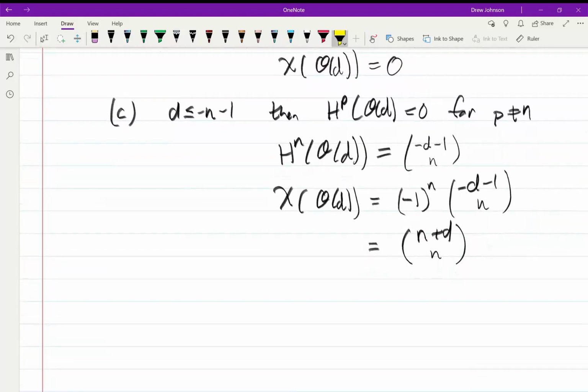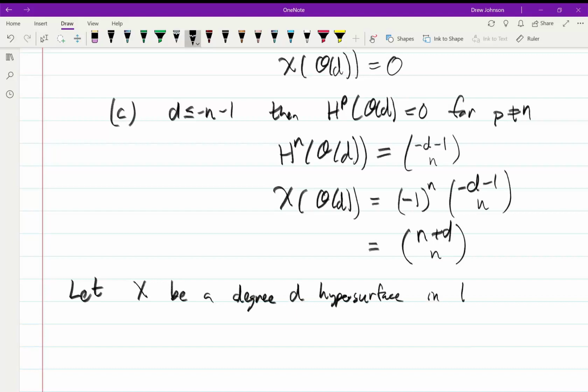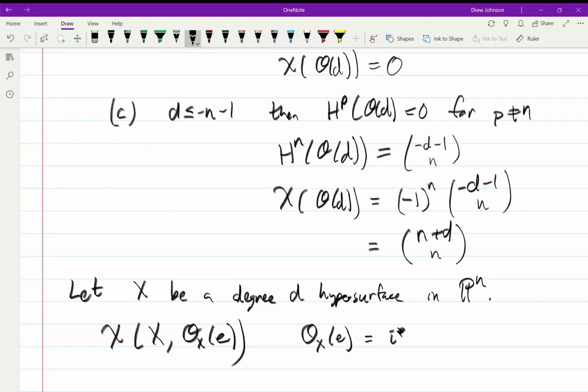All right, let's do something a little bit more involved, not much. So let's let X be a degree d hypersurface in P^n, and let's try and compute the Euler characteristic of the twisting sheaf O_X(v). So remember, O_X(v) by definition is just the pullback by the inclusion of O_{P^n}(v).